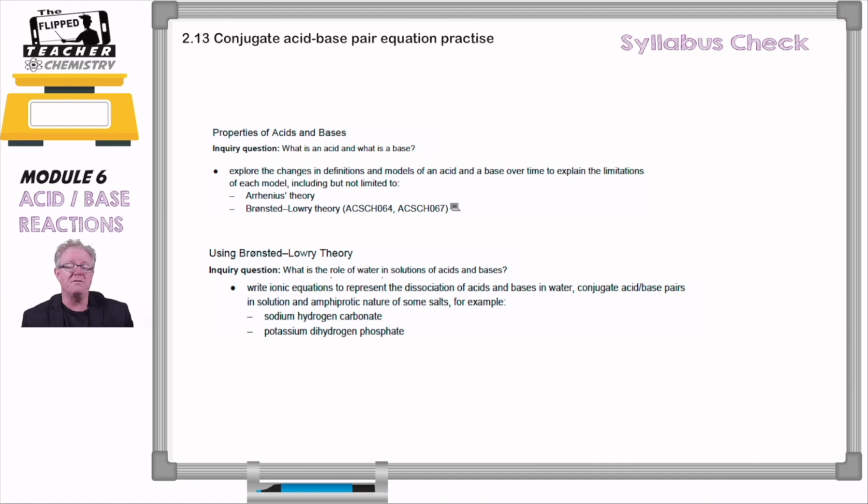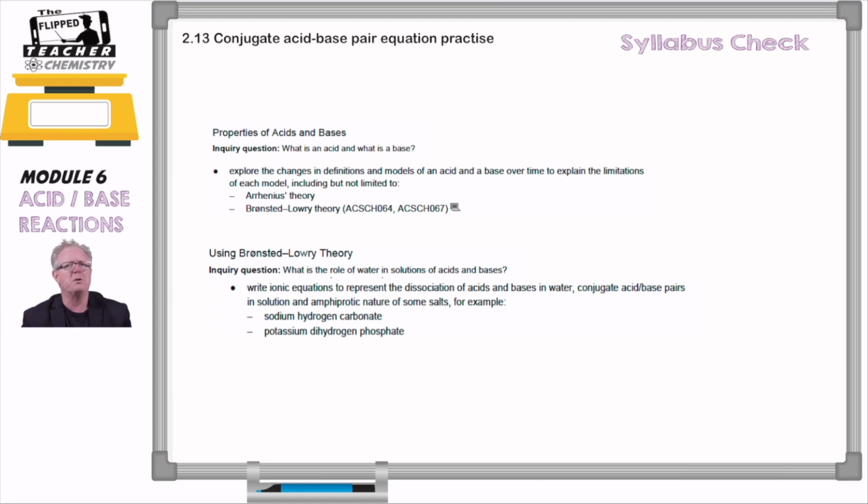Now that we've explored the different theories of acids and bases, we're going to go into a little bit more of this conjugate acid-base idea that Brønsted-Lowry introduced. Of course, we're going to keep coming back to these concepts because the way the syllabus is written, there's quite a lot of repeated, circular concepts mixing together. So we're going to touch on it here and do a little bit of practice.